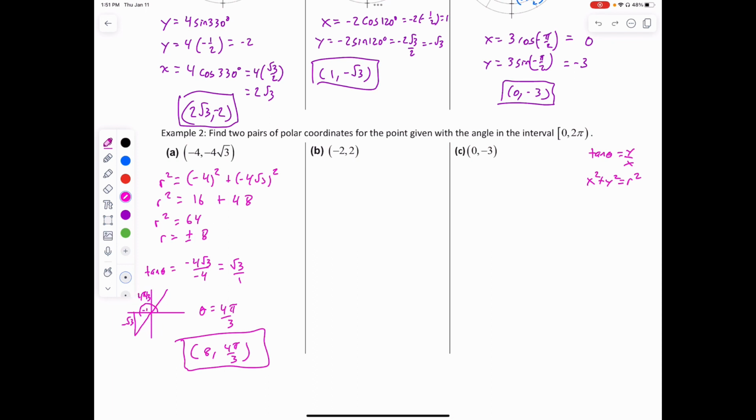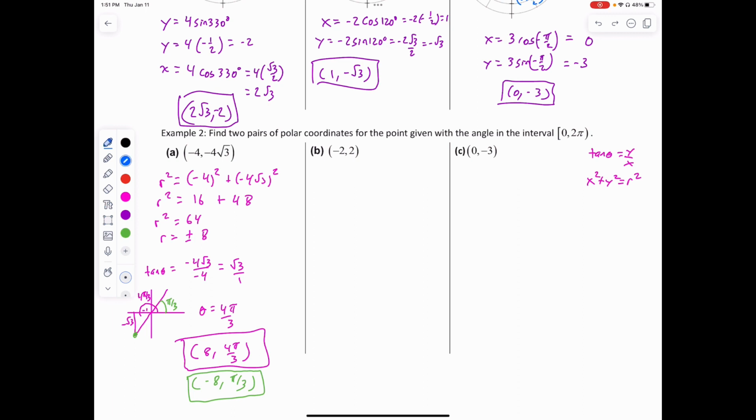But this said to find two pairs of polar coordinates for the point given with the angle in this interval 0 to 2 pi. So what I'm going to do instead is I'm going to also recognize that, hey, I could go just to this point using pi over 3, but then I could go negative 8 to still make me end up down here. So another point I could use would be like negative 8 and pi over 3. As a general rule, it's nice to use a small positive angle and a positive radius, but the point is there are actually infinitely many ways to represent a polar point, unlike in the xy coordinate plane where there is only one way to represent a point.